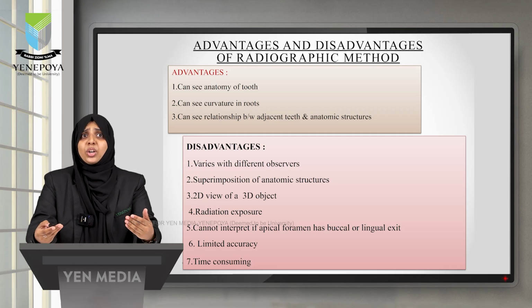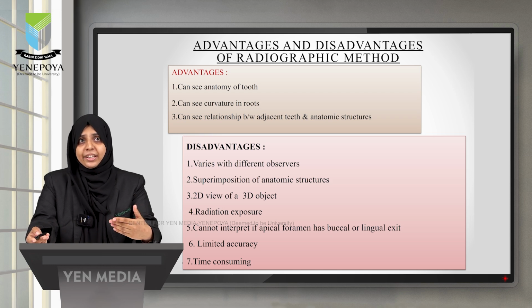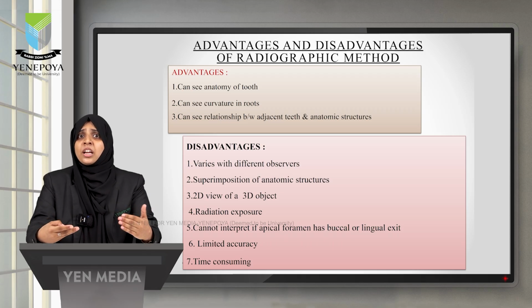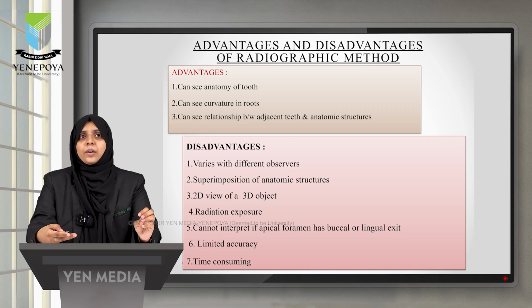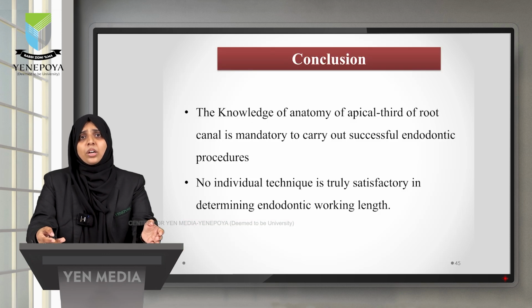Whereas the disadvantage is that the observation can differ from one observer to another, so the interpretation will vary. Also, in case of superimposition of anatomic structures, the radiographic apex may not be clearly visible. Then most of the radiographic methods which we saw had a two-dimensional view. Radiation exposure is also a factor. Then, if the apical foramen has a buccal or lingual exit, it cannot be interpreted using the radiograph.